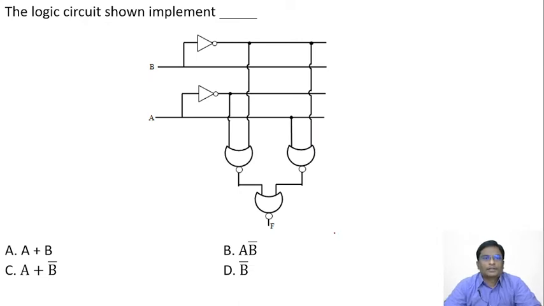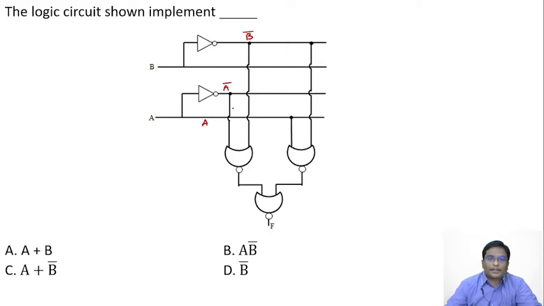The logic circuit shown implements dash functionality. They're asking which functionality this logic circuit implements, and they've given 4 options here. This question also came from digital electronics. Here this is B, the true output B input is available. B bar is available from this NOT gate output. Similarly, true output A is available here. This is A. The output of the NOT gate will give A bar.